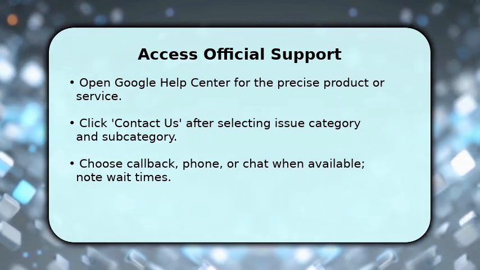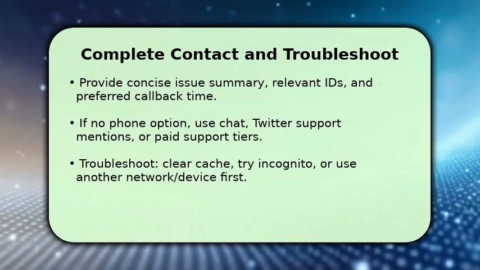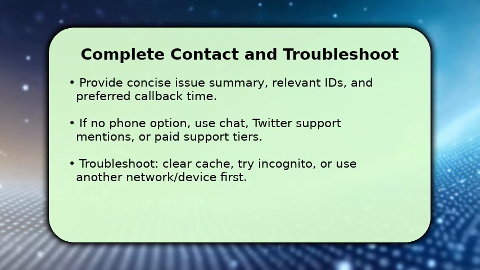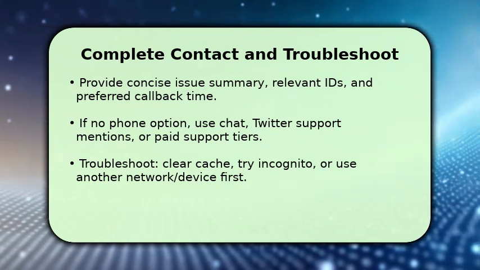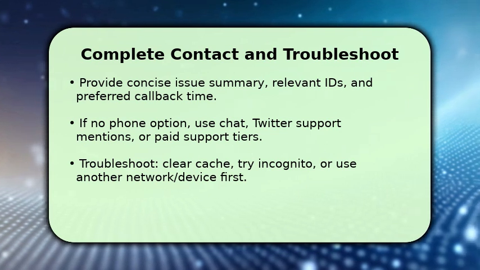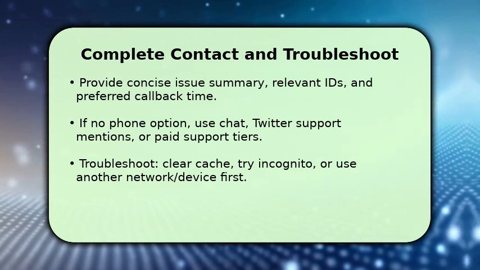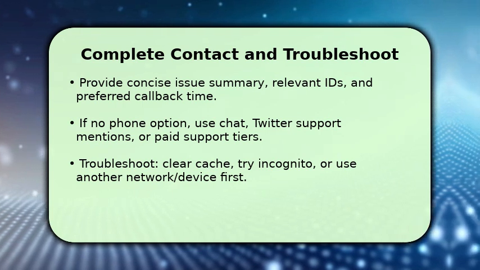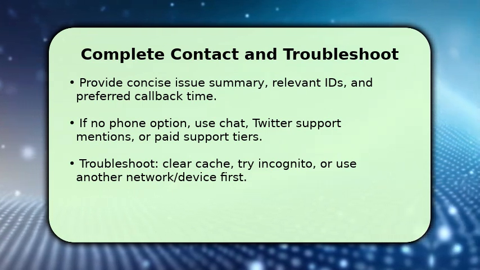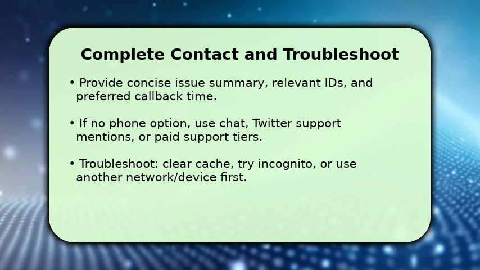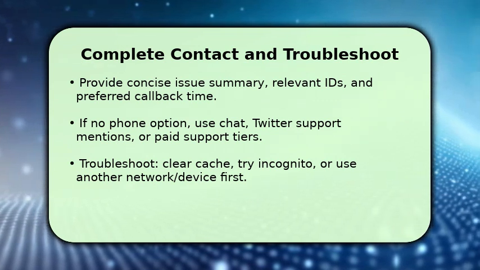You finish by entering a clear summary, attaching evidence, and confirming a reachable phone number or chat availability. Then submit and expect an email confirmation. If phone contact is missing, escalate to Google Workspace or Ads paid support, or try official Twitter support handles for faster visibility. Make sure to note reference numbers.